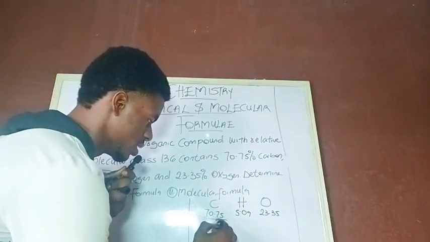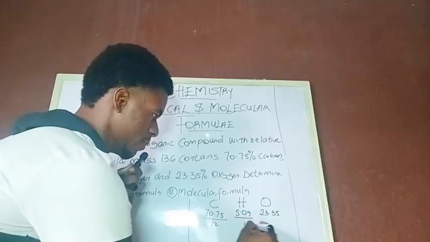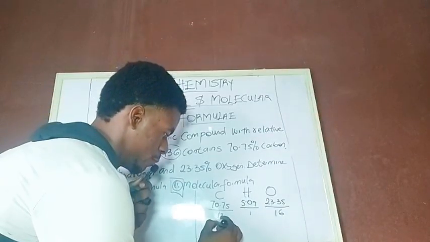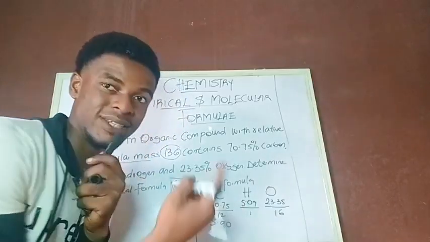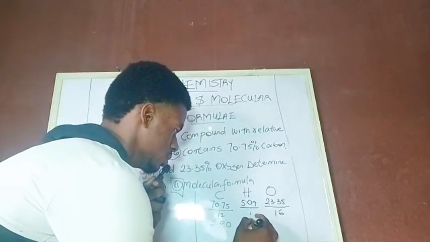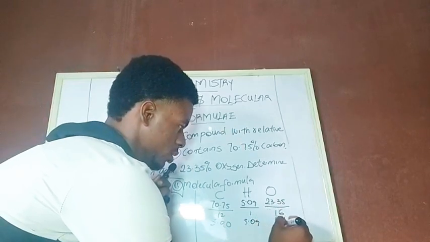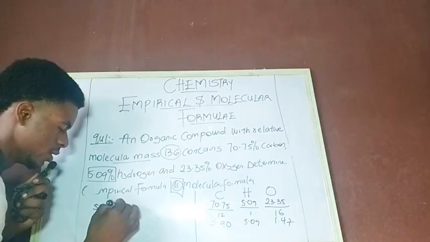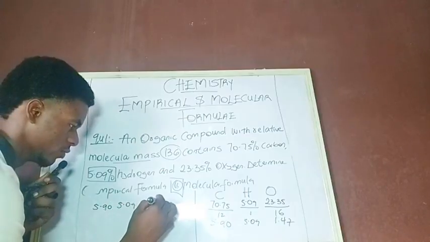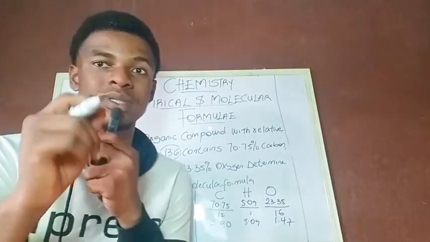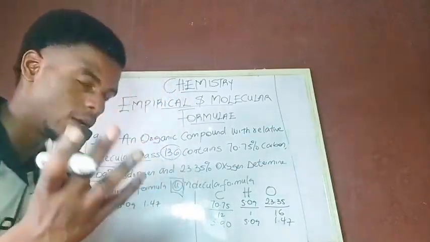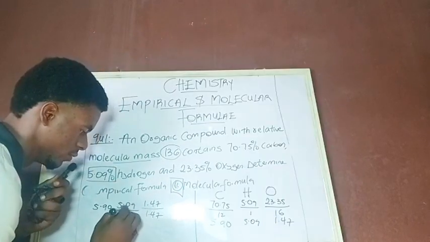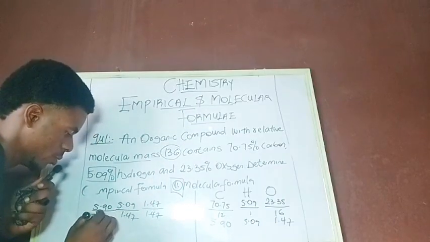Carbon is what? 12. So divide it by 12. Hydrogen is 1. Divide by 1. Oxygen is what? 16. Now, so this will give us 5.90. 5.09 divided by 1 is the same thing as 5.09. And this will give me 1.47. So now over here, we have 5.90, 5.09, and 1.47. Now, the next thing I will do is to divide by the smallest. Now, which one is the smallest? 1.47, right? So divide by 1.47, divide by 1.47, and divide by 1.47.